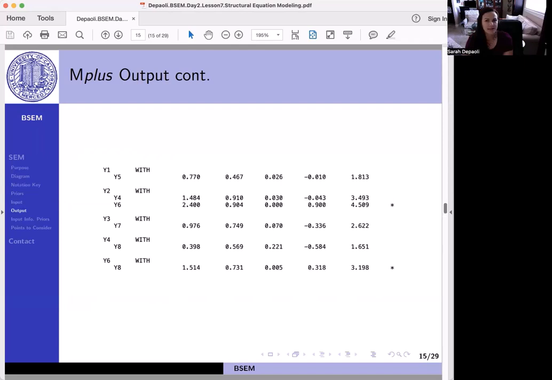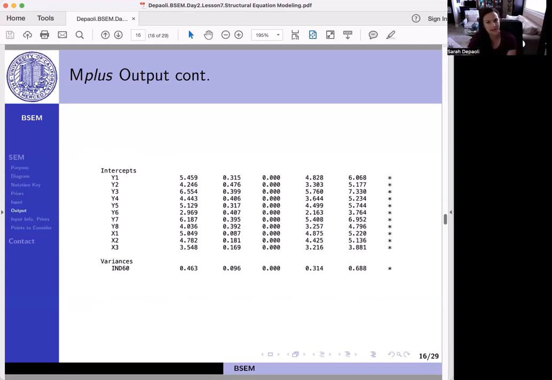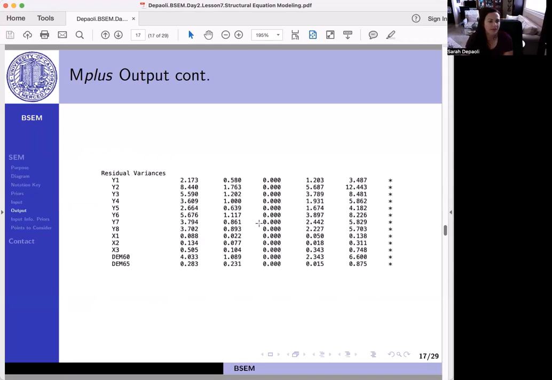So next we see the with statements that link some of those variances at the top of the diagram together. And these are estimates for those parts of the measurement model. Next in the output, we would get intercepts and variance that's tied to the exogenous latent factor. And then we have those error variances, and then we have variances that are tied to the endogenous latent factors that we included in the model.